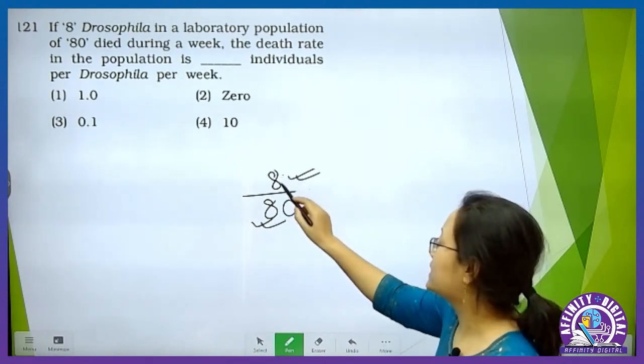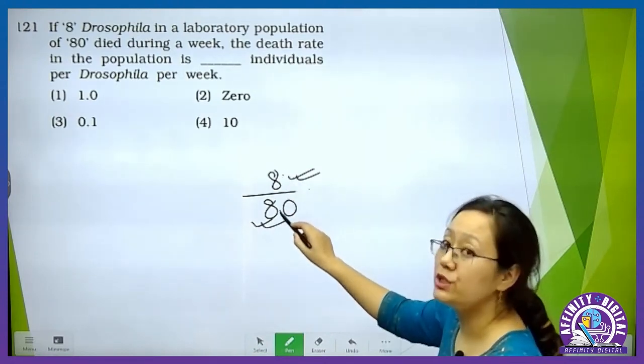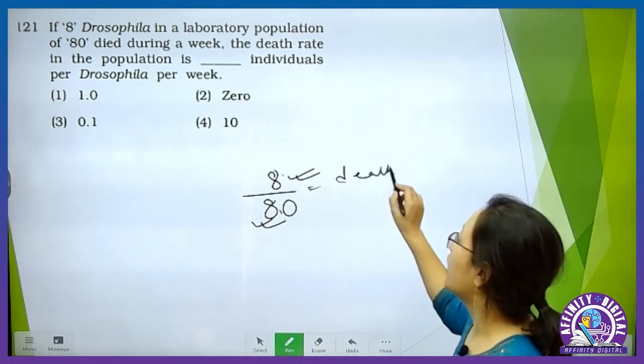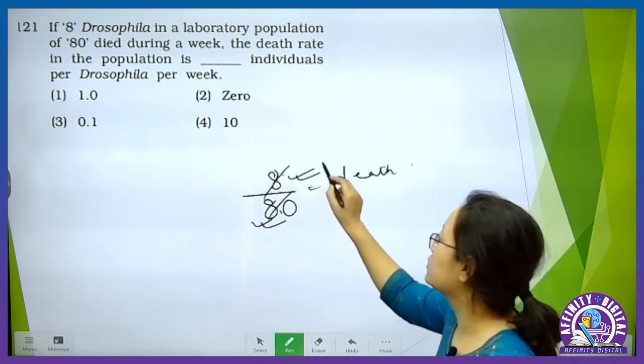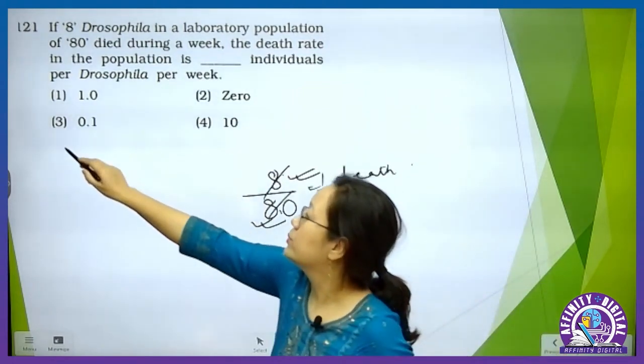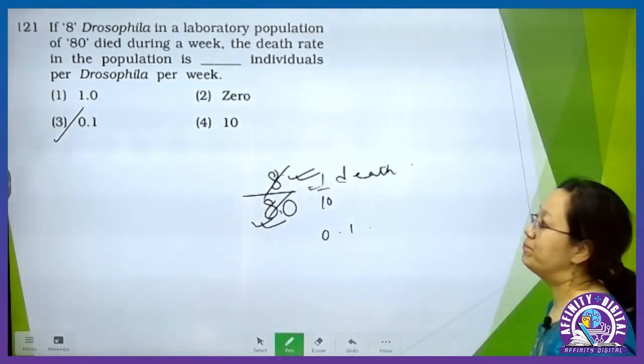So the number of Drosophila died divided by the initial population of Drosophila will give you the death rate. So according to this, 8 by 80 means 1 by 10. That means this will be 0.1. This will be the answer. In the same way, we'll also calculate birth rate like this.